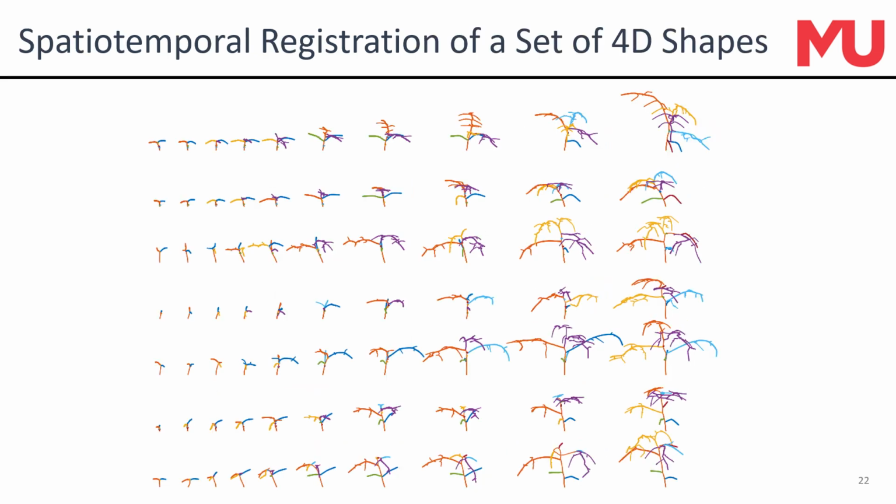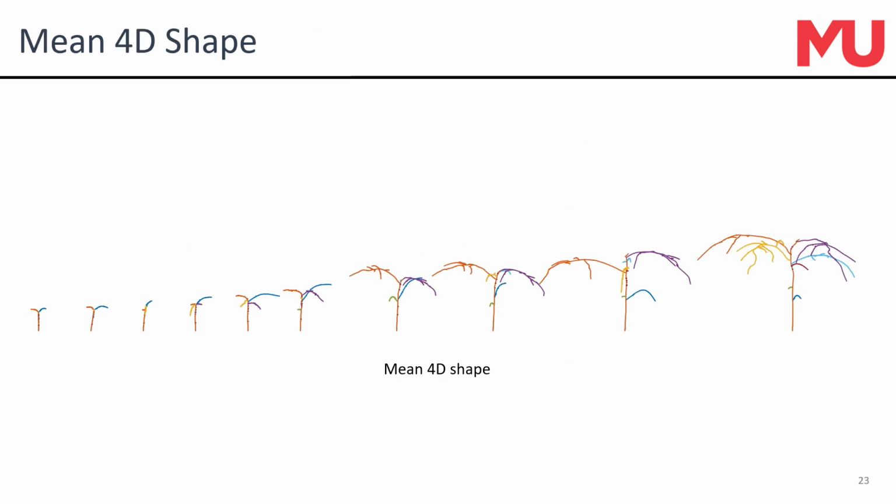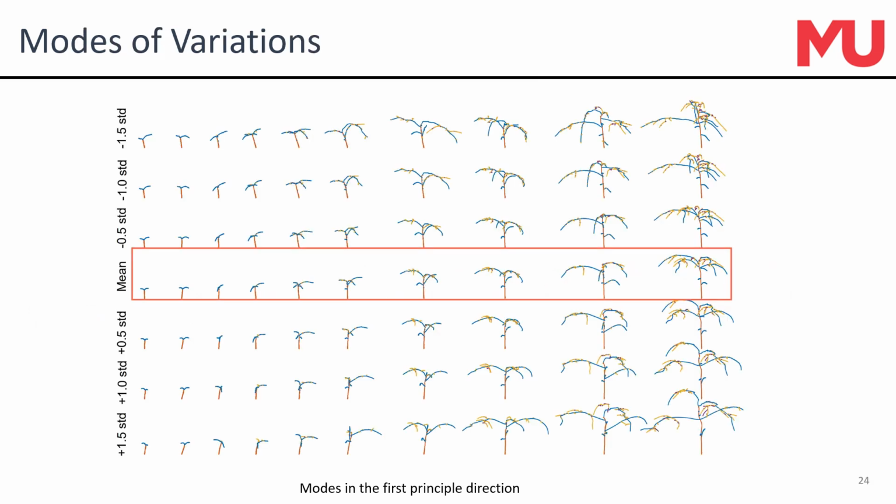We also register a set of 4D shapes using our tools and compute statistics on those. For example, this is the mean 4D shape of the registered data set. These are some modes of variation in the first principal direction of variation. These variations can represent how the growth can vary among species. Lastly, we use PCA components from the curved space and synthesize random shapes in a controlled manner.